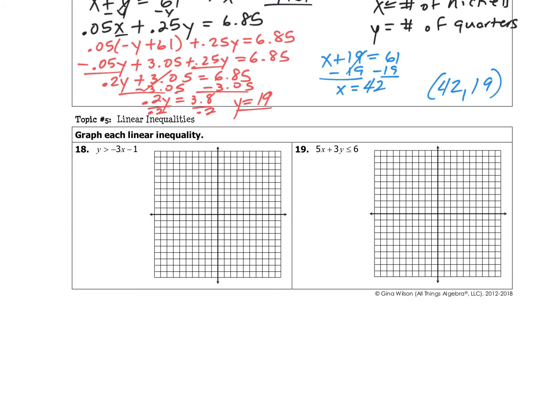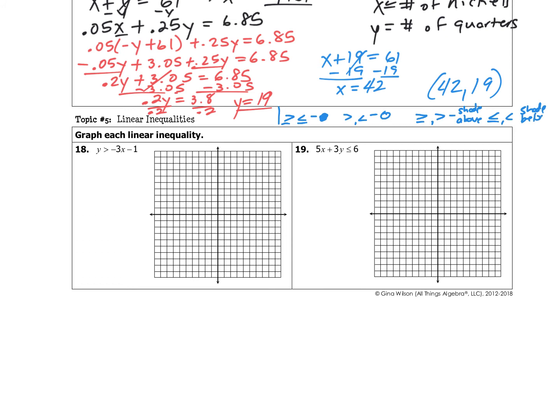In topic 5, we're graphing linear inequalities. And there are a couple of rules that I want to remind you of. I'll squeeze them in right here. So I'm going to box off a little section. If it's greater than or equal to, or less than or equal to, you have a closed dot. If it's greater than or less than, you have an open dot. If it's greater than or equal to, or greater than, you shade above. And if it's less than or equal to, or less than, you shade below.